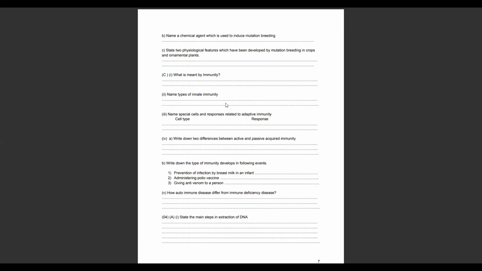Part 5, how does autoimmune disease differ from immune deficiency disease? In autoimmune disease, the immune system becomes active against self molecules of the body and attacks the person's own tissues. In immune deficiency disease, responses of the immune system to antigens are absent, right? So it does not respond against antigens. 1 mark.